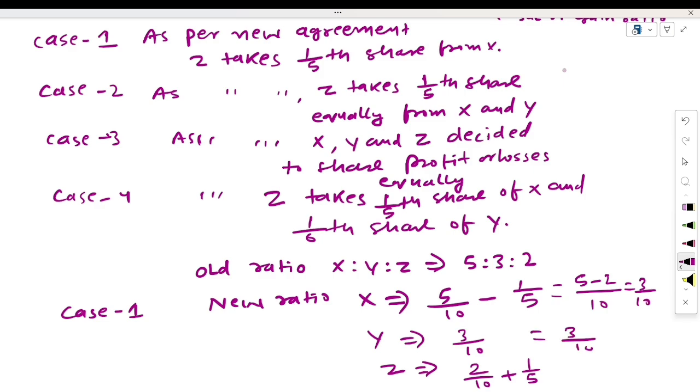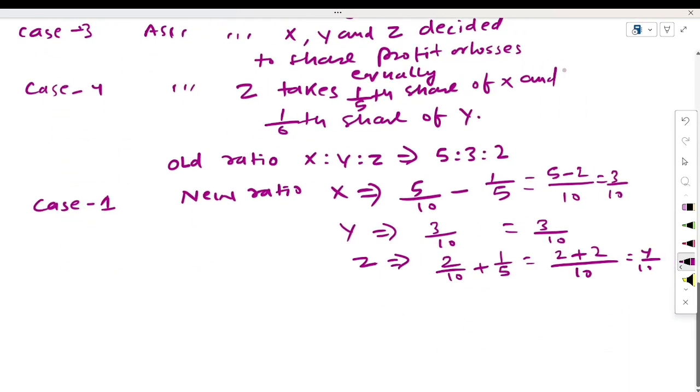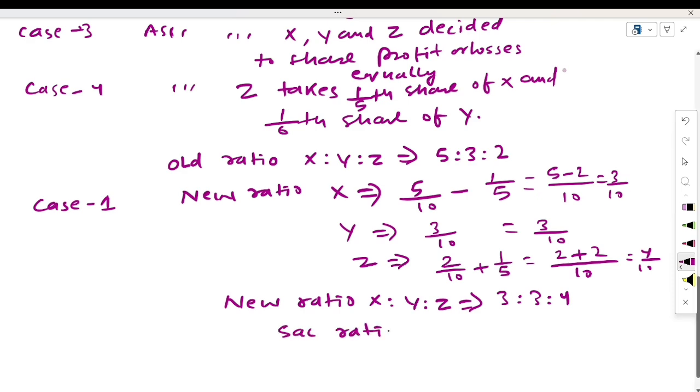Here Y is 3 upon 10 as it is, and for Z, 2 plus 2 is 4 upon 10. It means your new ratio of X, Y and Z will be 3:3:4. This is your new ratio. If you have the new ratio, then you will be able to calculate the sacrificing or gaining ratio.